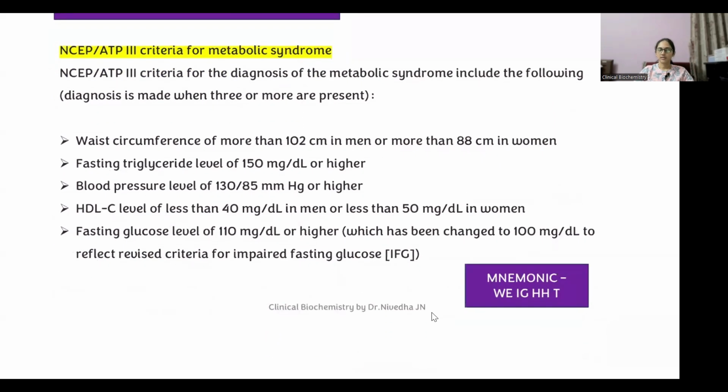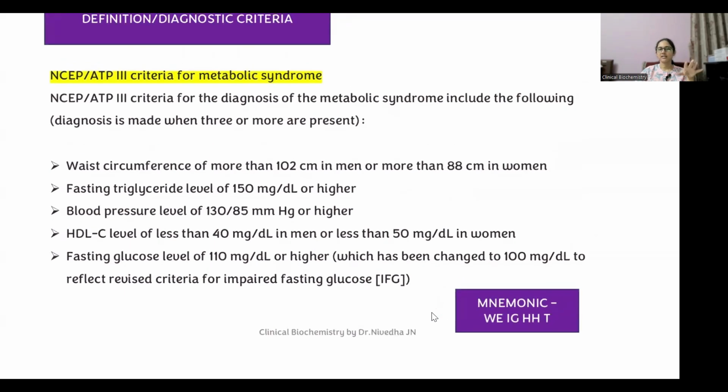So how do you remember? You remember with the help of this mnemonic: waist expanded. So waist circumference is one. Then impaired glucose tolerance is IG, H is for HDL, the other H is for hypertension, and T for triglycerides. This is just for you to remember because this criteria is the most commonly used.